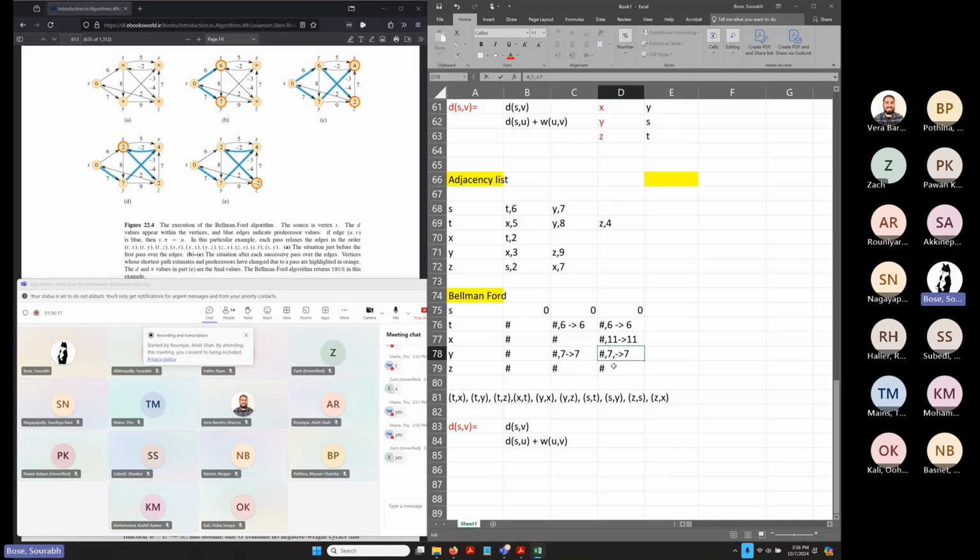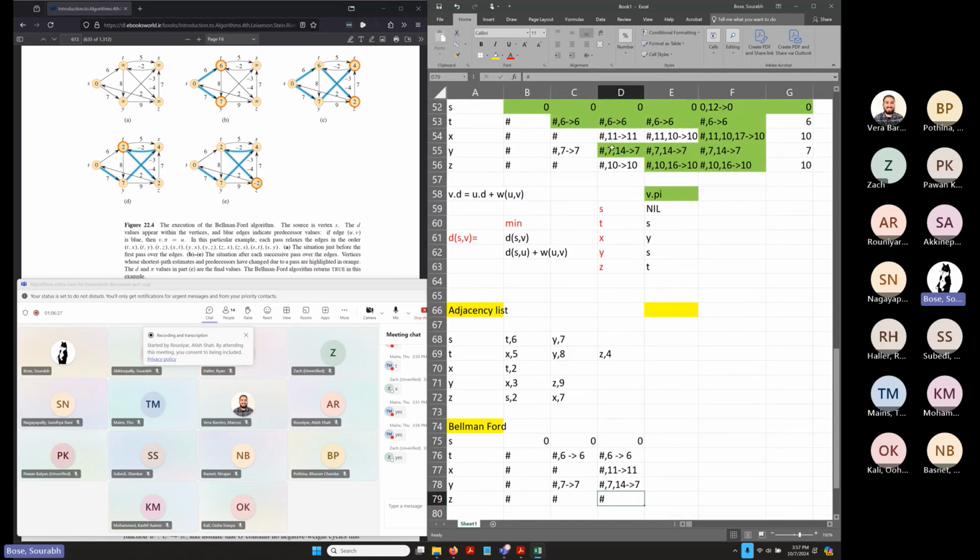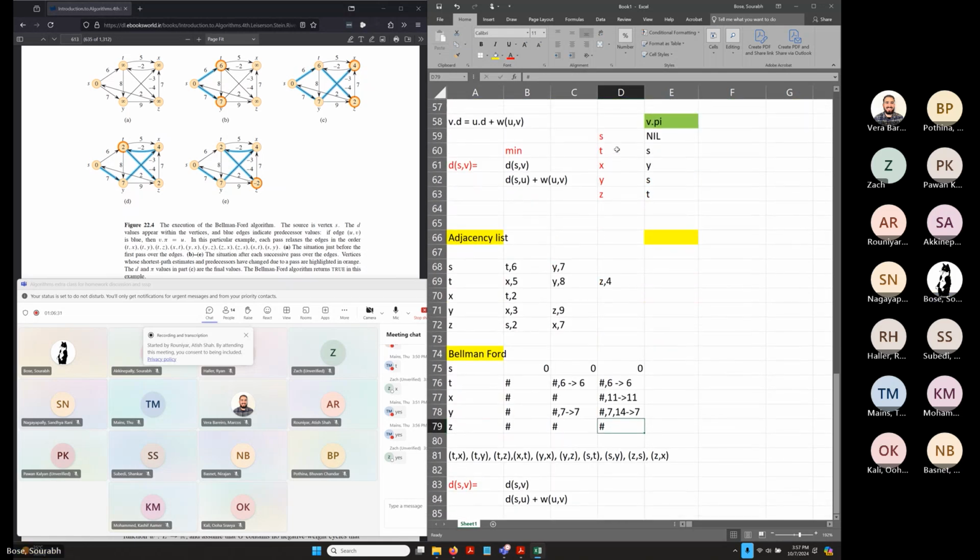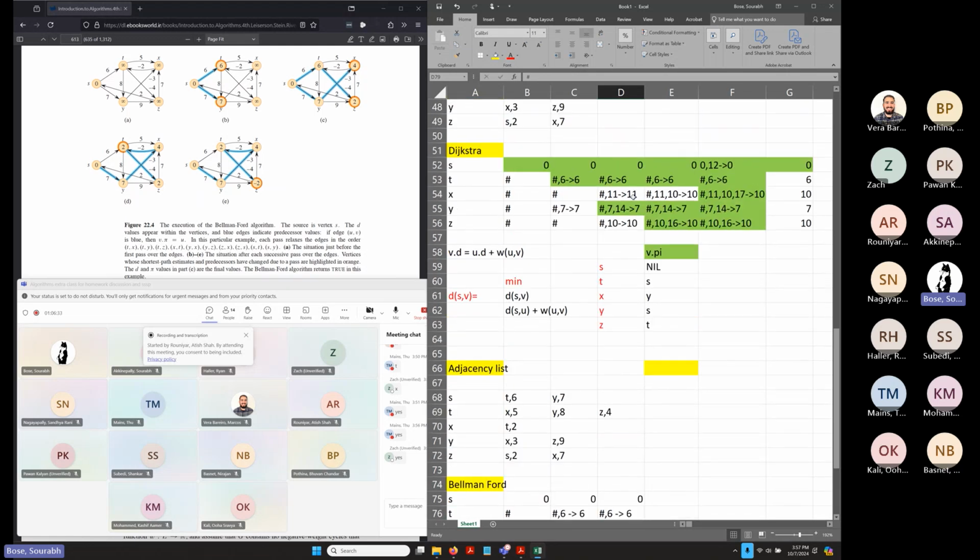It is currently offering S to T plus TY. S to T is currently 6 plus TY is currently 8. 6 plus 8, so that is 14. So it is offering 14, but it remains 7. Very similar to what Dijkstra did. Dijkstra also had 11 here.